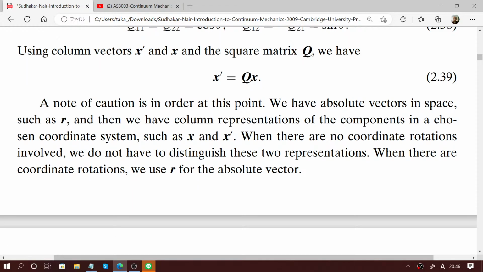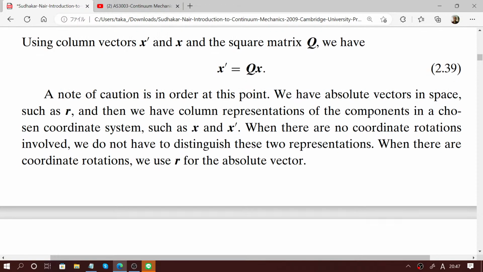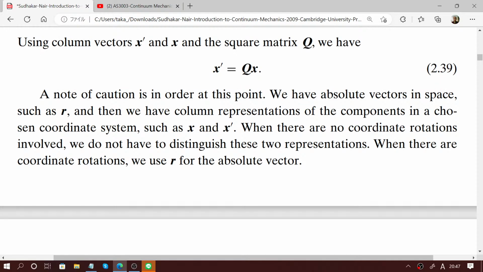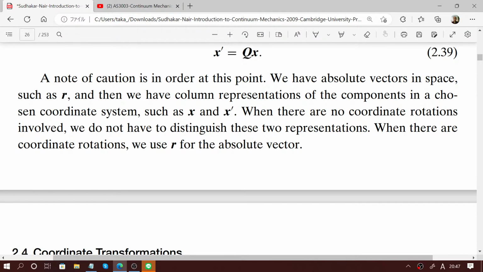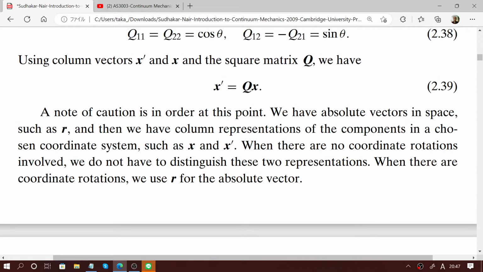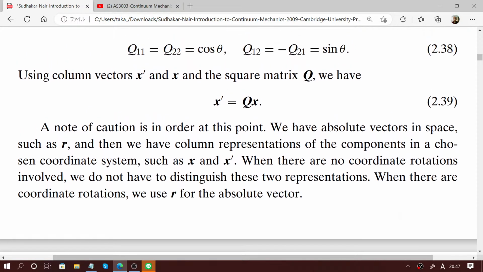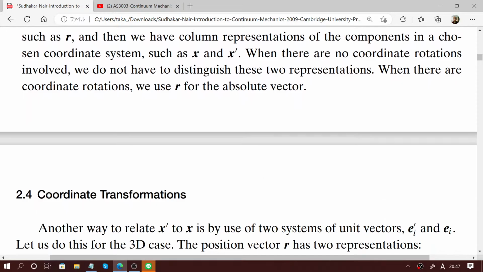A note of caution is in order at this point. We have absolute vectors in space, such as R, and then we have column representation of the components in a chosen coordinate system, such as x and x prime. When there are no coordinate rotations involved, we do not have to distinguish these two representations. When there are coordinate rotations, we use R for the absolute vector.